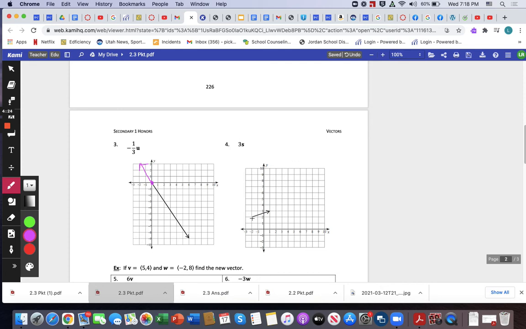So 3s. If we start here and it goes up 1 and over 3, we're going to do that 3 times. We'll go ahead and start in the same place. Up 1 over 3, up 1 over 3, and up 1 over 3. So again, that's 3s if s is our vector right there.